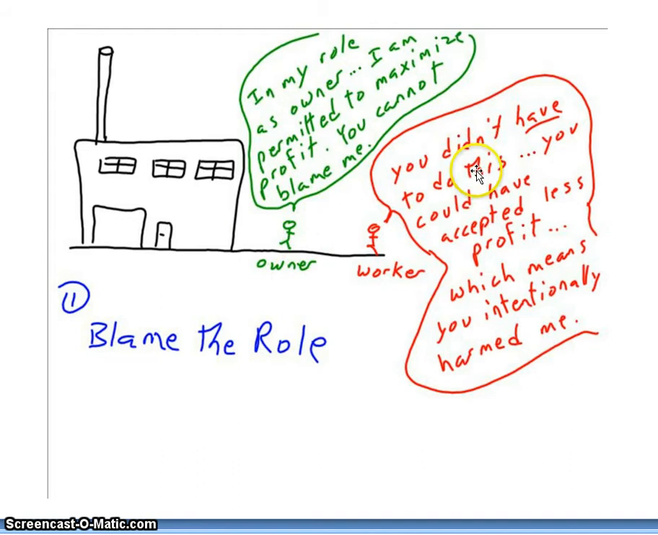The worker is going to say, well, you didn't have to do this. You could have accepted less profit, which means you intentionally harmed me. So here we see the two views. The owner is claiming the right to harm the worker, and the worker is saying that is not acceptable. So the first defense for the owner, we're going to call that the blame the role defense. Applebaum's going to go on to give us 4 more that we'll take a look at in the next part.